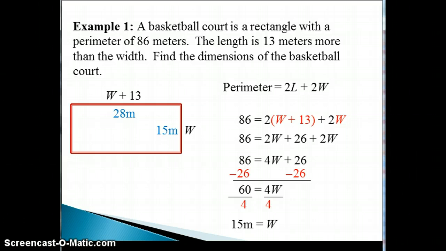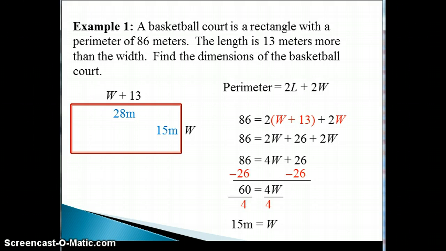Does this answer seem reasonable? Well, we know that 28 meters is 13 meters more than 15 meters, so that seems correct so far. However, it is not the correct answer to the problem unless the perimeter of the rectangle is 86 meters. Well, we could plug these two dimensions into the formula to check the perimeter, or we can just use the fact that the perimeter is simply the distance around the rectangle and see if the lengths of the four sides add up to 86 meters.